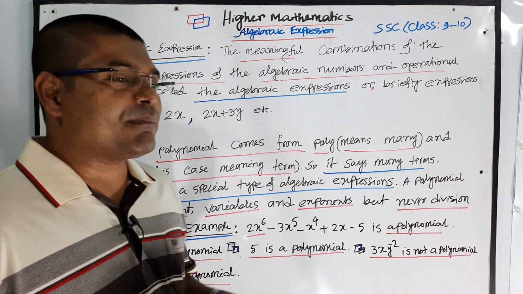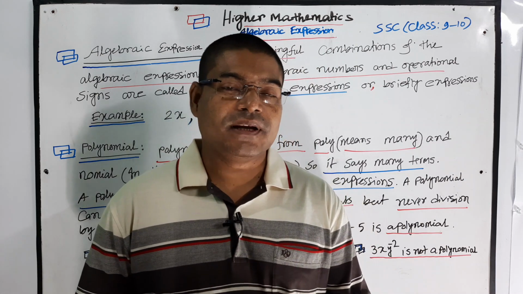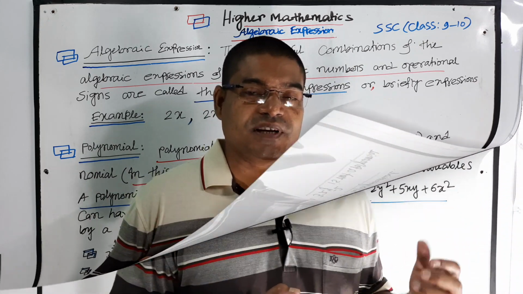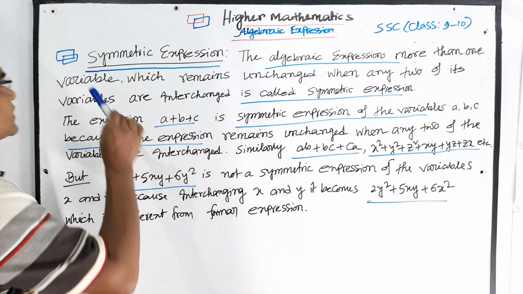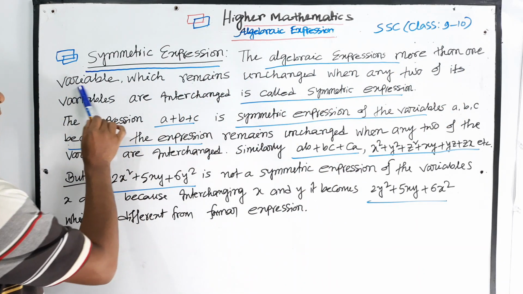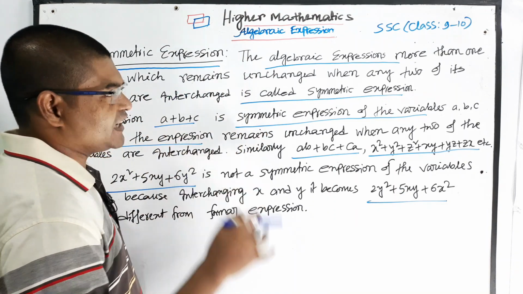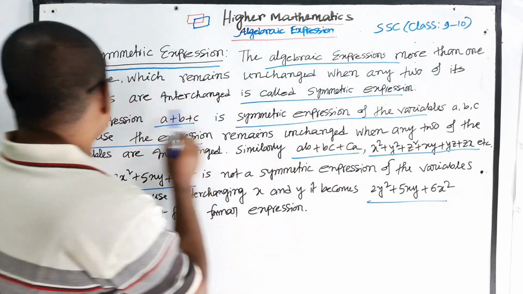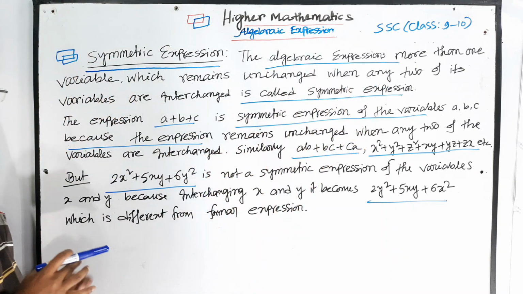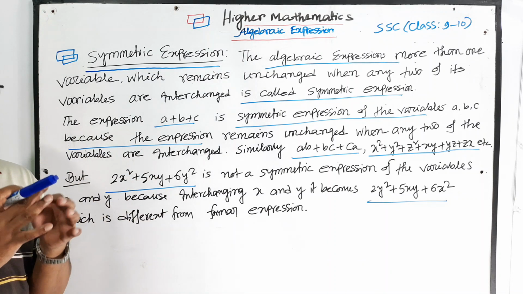So we have learned the definition of algebraic expression and polynomial. Now we will have to know the definition of symmetric, cyclic and homogeneous. What is symmetric? A symmetric expression is an algebraic expression of more than one variable which remains unchanged, it will not be changed, when any two of its variables are interchanged. So if we change two variables, it will not be changed.